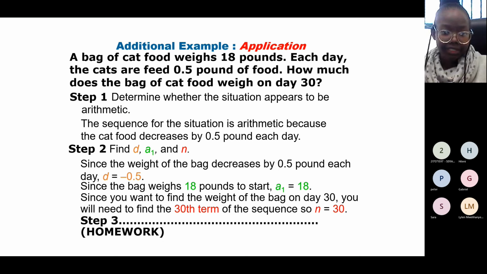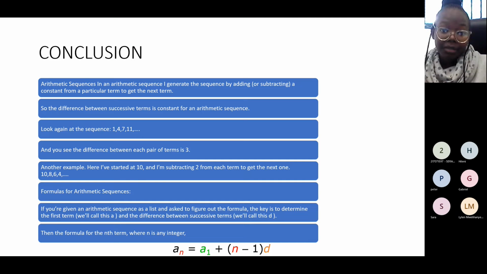What we have discussed so far: we've discussed what an arithmetic series is, how to determine it, how to identify the nth term, how to find the common difference, and how to apply it in practical daily activity, like the example that we have, which is your homework. You guys can just go ahead and copy that, and I will need it in the next lesson, please.